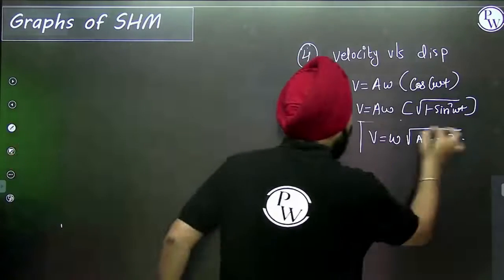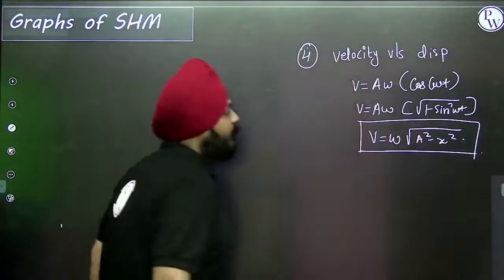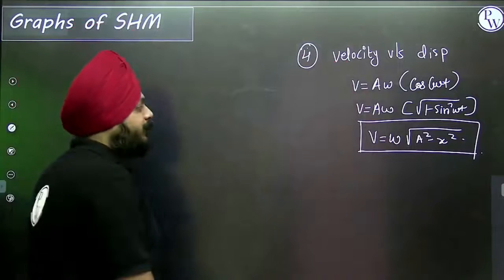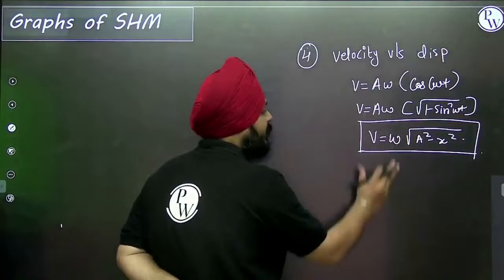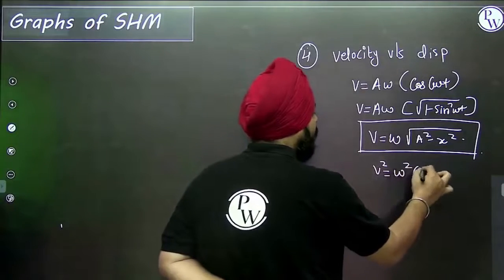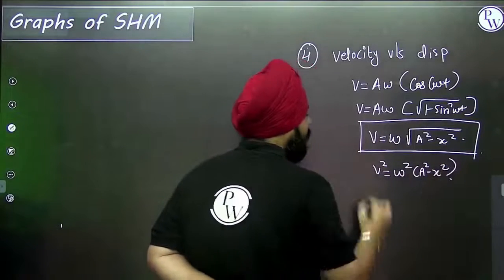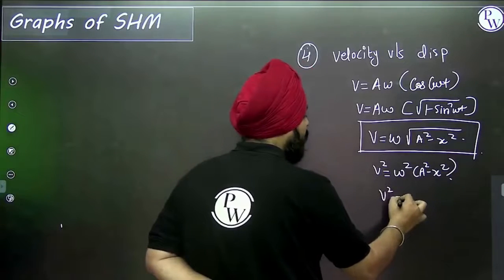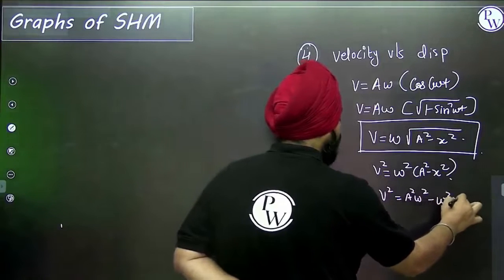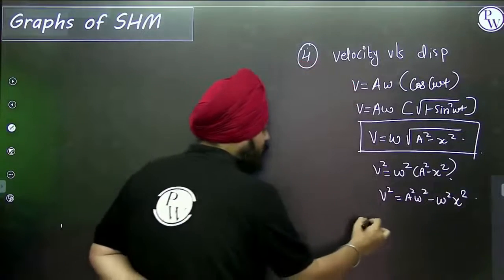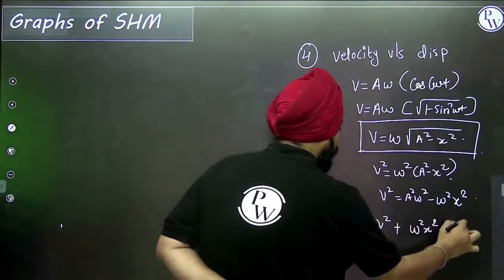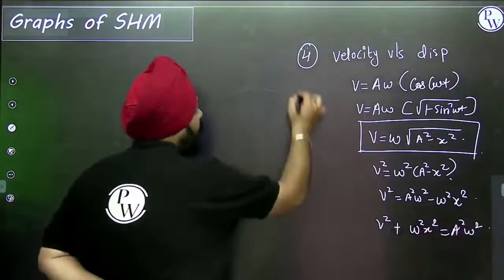This is the equation of the velocity with respect to the displacement, right? Now for this, the graph would be an ellipse. Why? Suppose v square by omega square is a square minus x square. So it is v square equals a square omega square minus omega square x square. So v square plus omega square x square is equal to a square omega square.